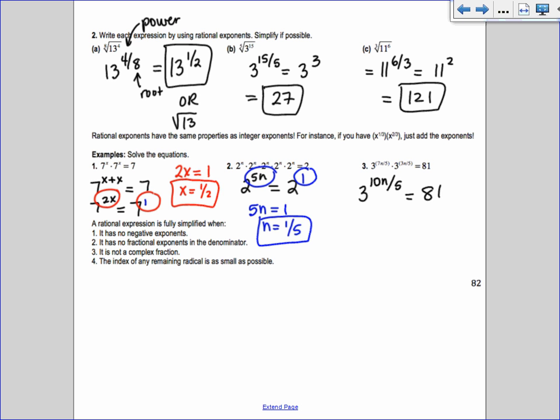But this one's a little bit different because in the last examples, I always had 2 to a power equals 2 to a power, or 7 to a power equals 7 to a power. But now I have 3 to a power and I have 81. So what am I going to do? Yeah, Alex?